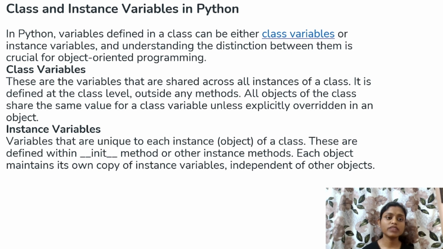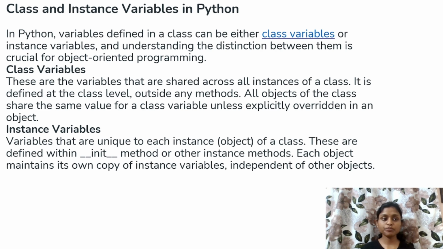In Python, variables defined in a class can be either class variables or instance variables. And understanding the distinction between them is crucial for object-oriented programming that we usually use. Coming to class variables, these are variables that are shared across all instances of the class. They are defined at the class level, outside any methods. All objects of the class share the same values for class variables unless explicitly overridden in an object.